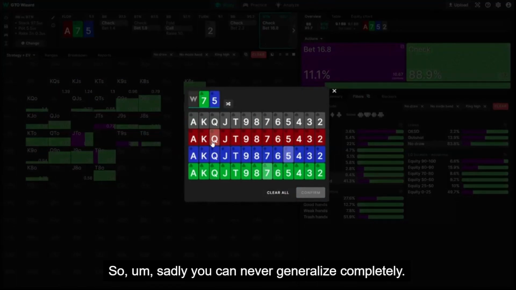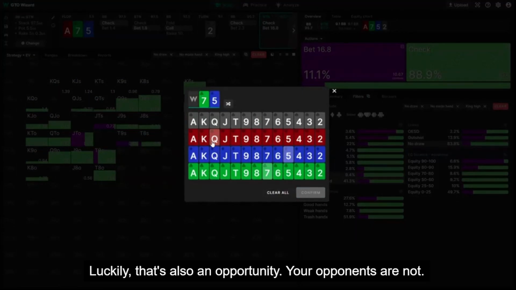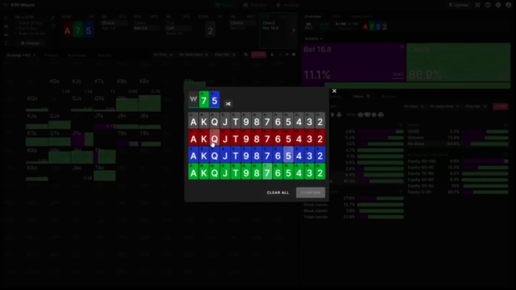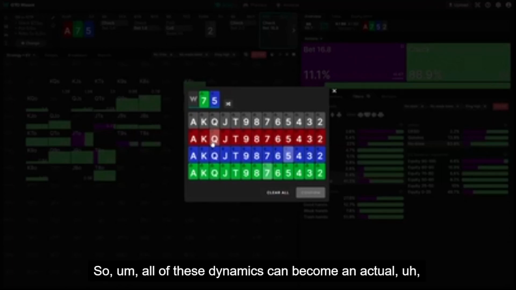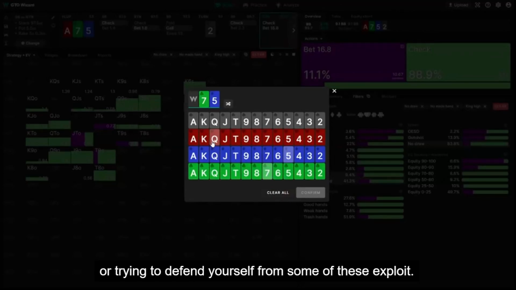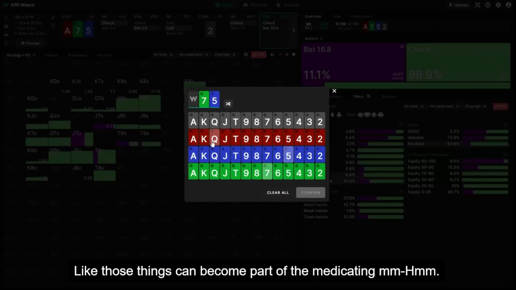So sadly, you can never generalize completely. Luckily, that's also an opportunity. The things that we're talking about are the foundation of why it is impossible to play GTO. It's not even hard, it's just not remotely achievable by humans. It's just not even possible. So all of these dynamics can become an actual strategical part of your game, like trying to exploit some of these things or trying to defend yourself from some of these exploits. Those things can become part of the metagame.